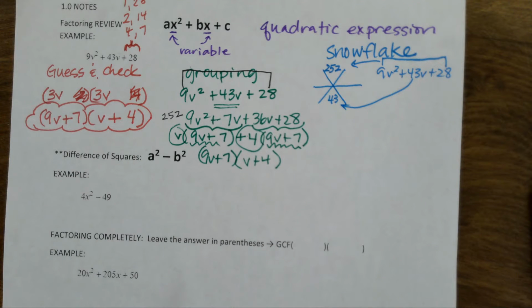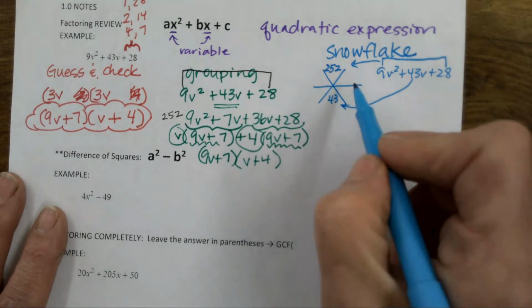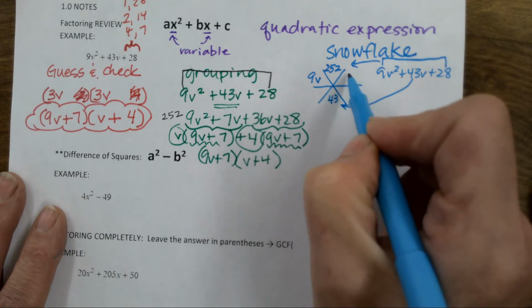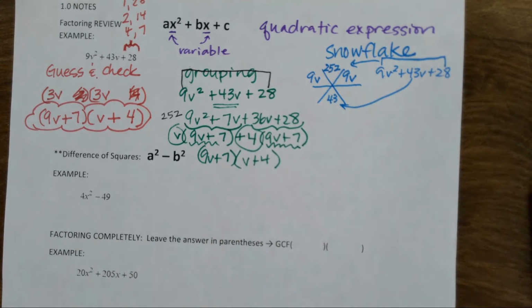And then I put a 9v and a 9v on what I call the upper wings. So the 9v and the 9v. Now the reason I do 9 is because the front number is 9, and the reason I choose v is because the variable in the problem is v. A big mistake that I see people make is they want to put 9v squared and 9v squared. Try not to do that, okay? It's just the number in front and the variable used that go there, okay?